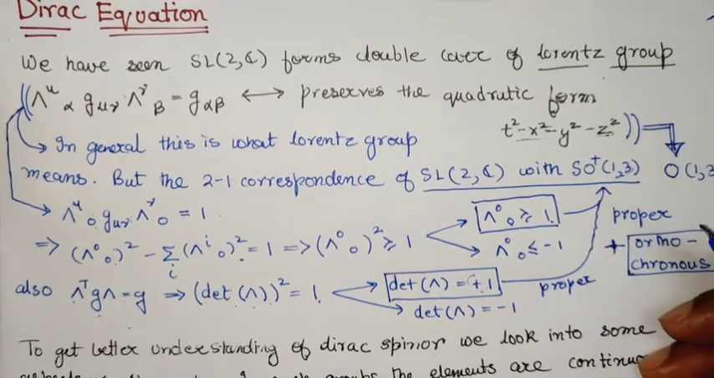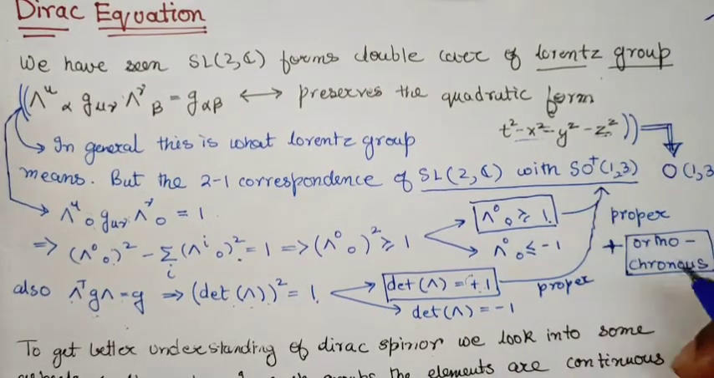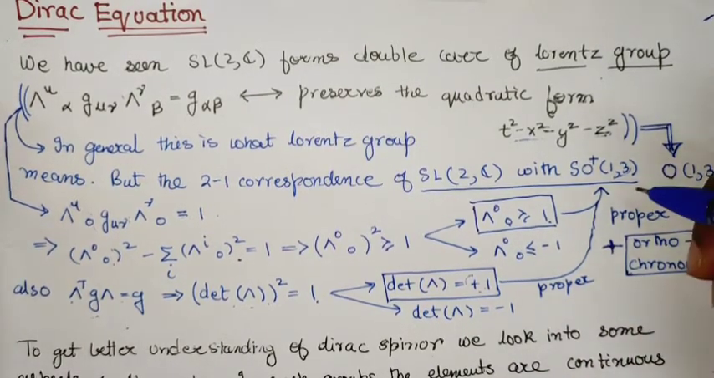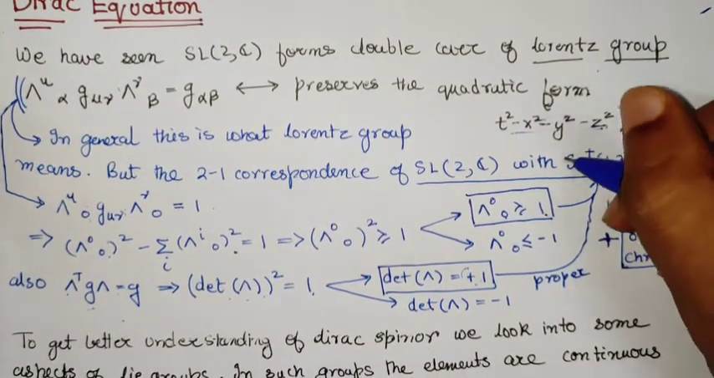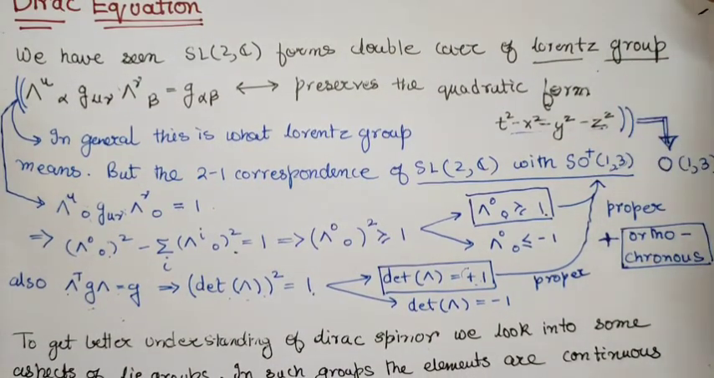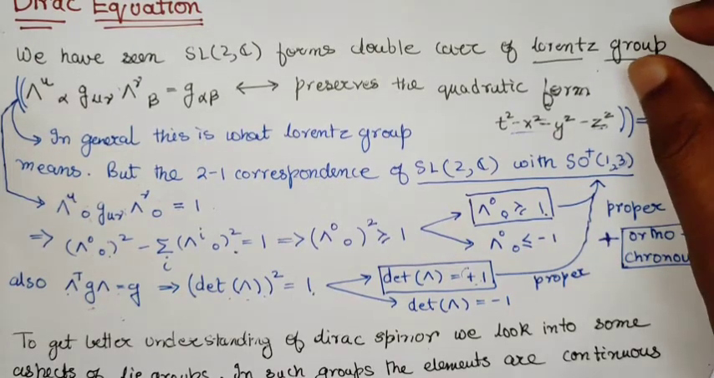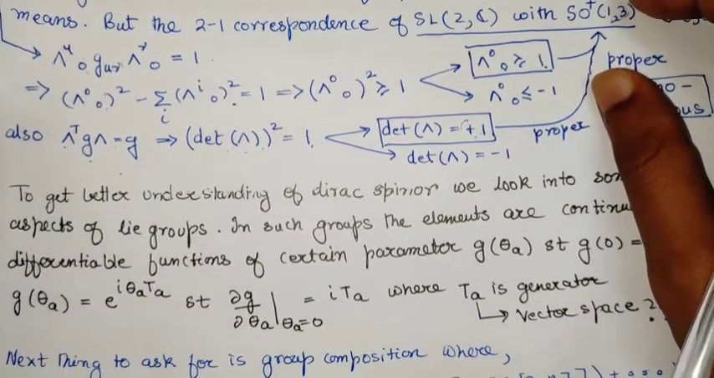So why will we be working in this group? One of the reasons is that this is the group we will see while discussing Lie groups. This is a group that is continuously connected to the identity element. So that we will see now.